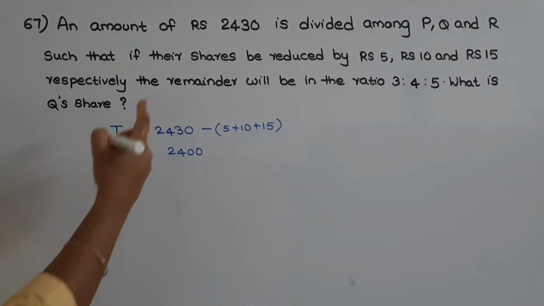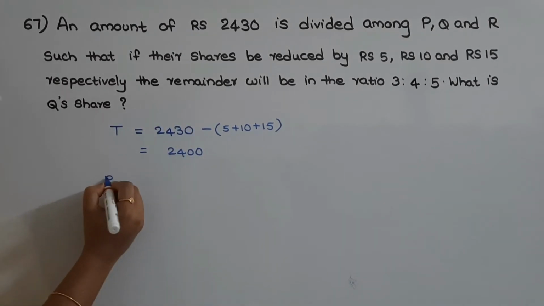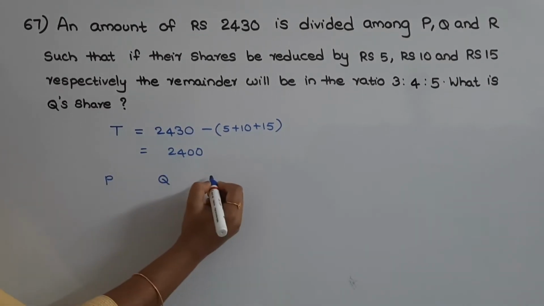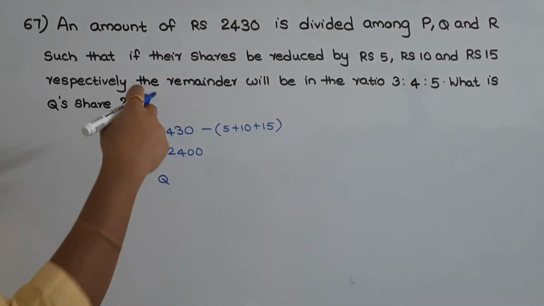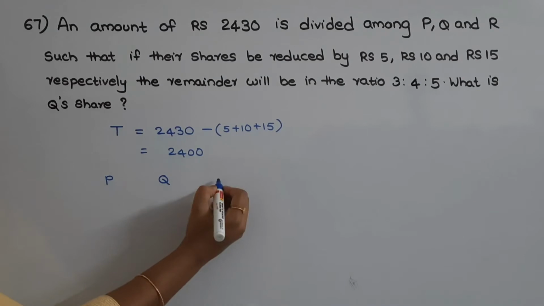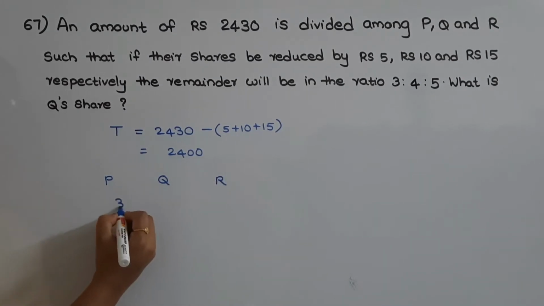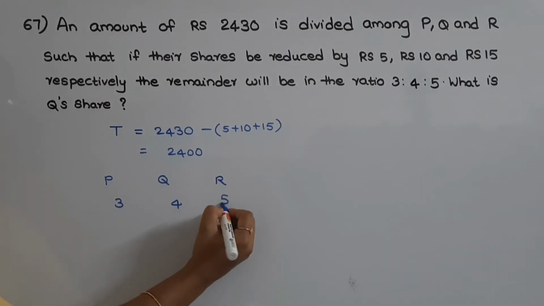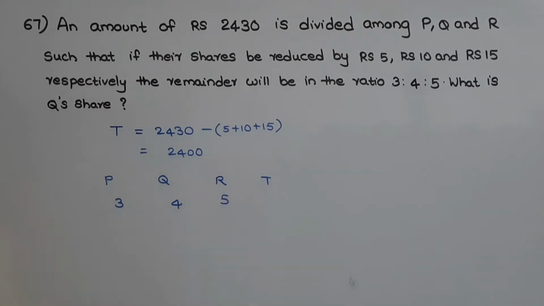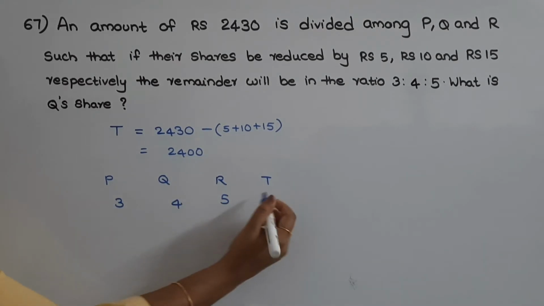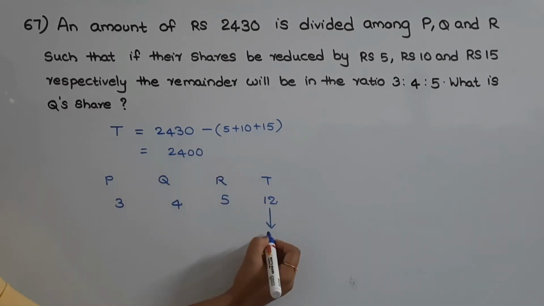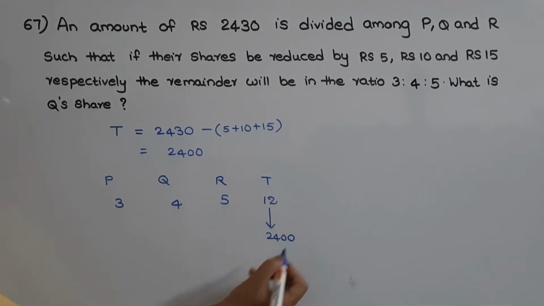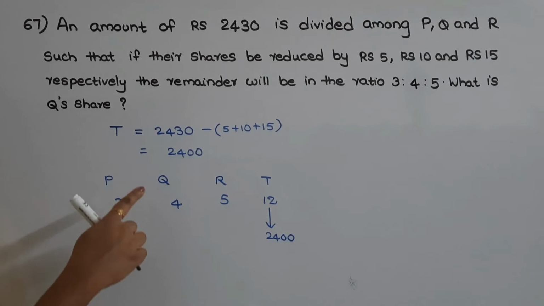Now the ratio of their shares when rupees 5, 10 and 15 are reduced respectively from P's, Q's and R's share is given as 3:4:5. Then what is the total of their shares? That is 3 plus 4 plus 5, that is 12. So we can represent this 12 as this 2400. We need to find out Q's share.